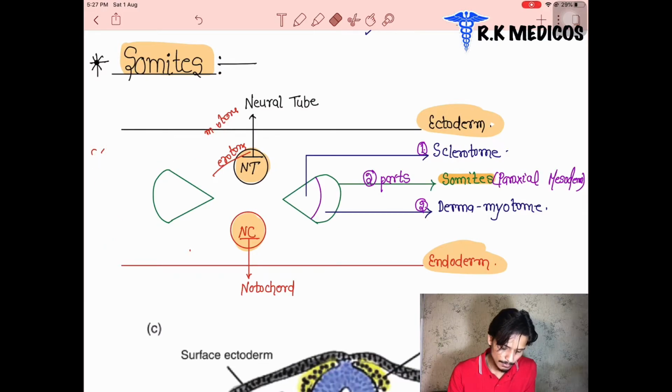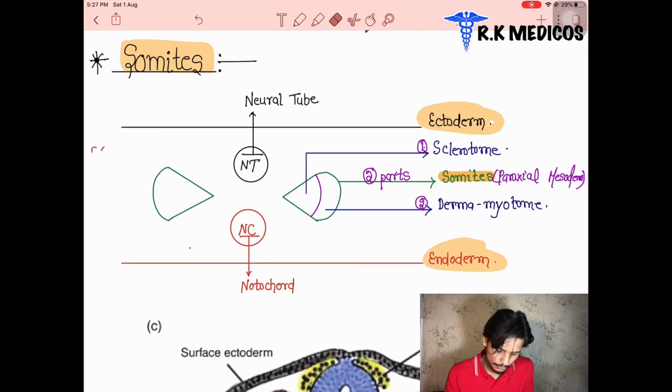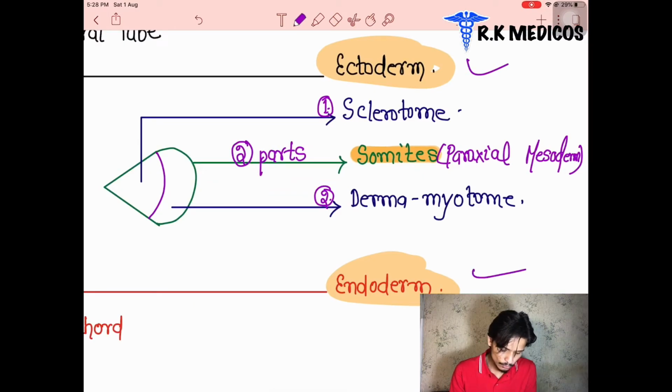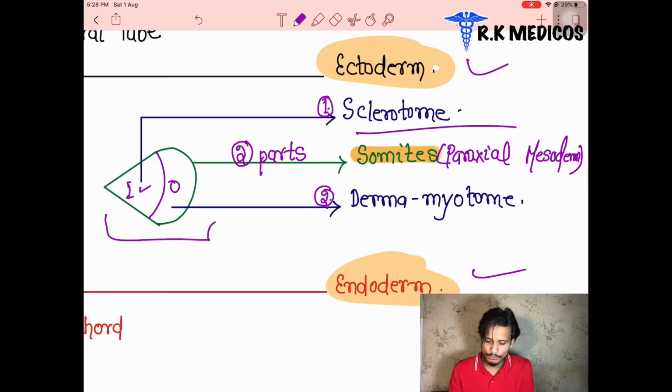Now you know the dermamyotome and sclerotome. We can see this in the picture also. Look at this. This is the ectoderm, this is the endoderm, and this is the somites here. Somite is divided into an inner part and an outer part. The inner one is called the sclerotome, and the outer one is called the dermamyotome. And these somites are developing from the paraxial mesoderm. So now you know.